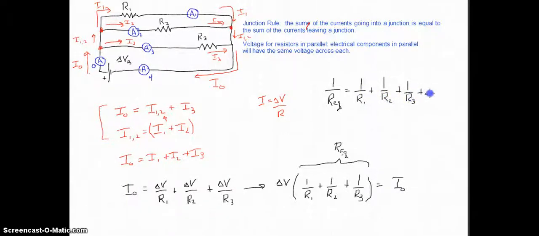And to generalize this, as many resistors are in parallel. So the equivalent resistance in parallel will equal the summation of 1 over the resistors in parallel. Now when you guys are doing this, as I'll get into the example problem, make sure you take the inverse before you find the actual equivalent resistance.